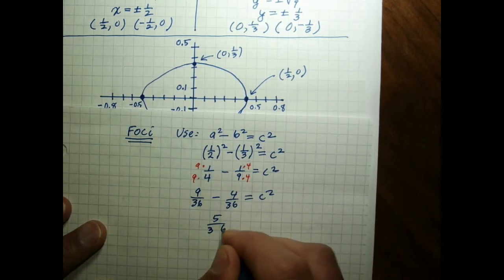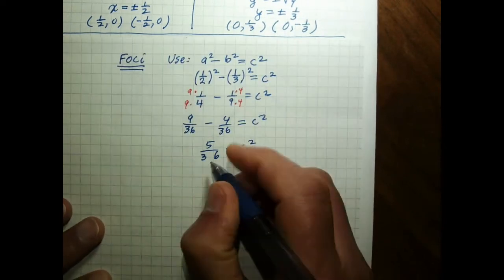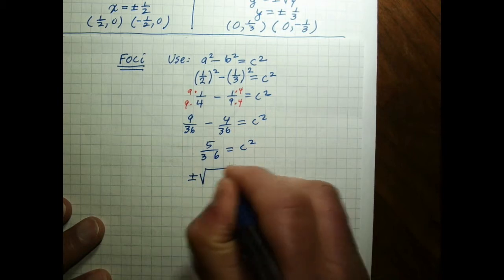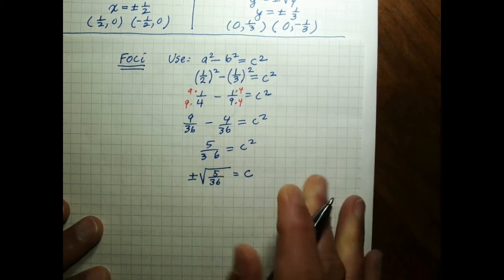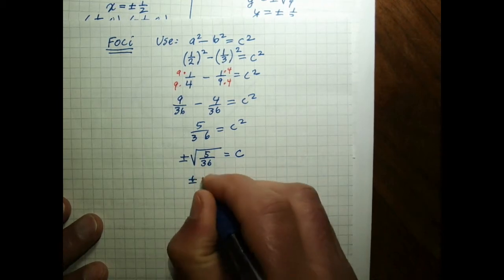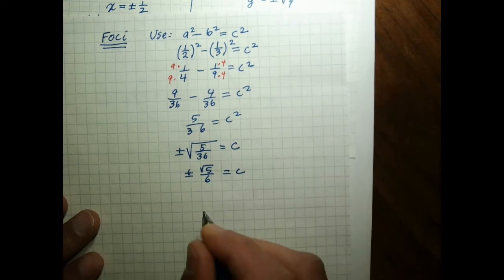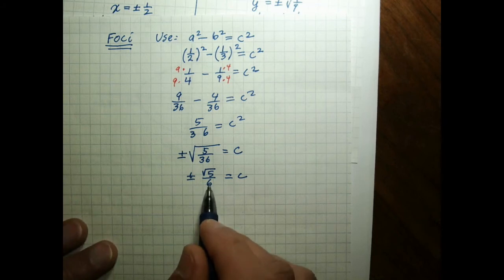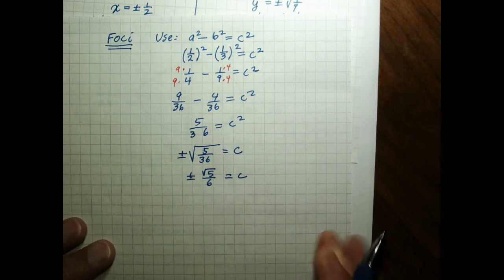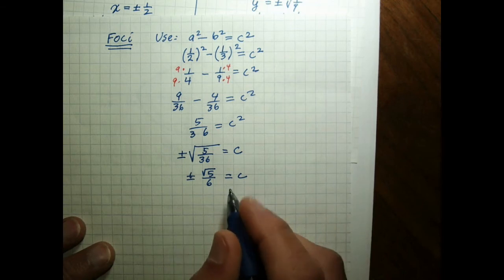That's 5/36 equals c squared. So when I take square roots, I get plus or minus the square root of 5/36 is c. That's plus or minus square root of 5 over 6 is c. So now my foci are going to have square root of 5 over 6 and negative square root of 5 over 6 as coordinates.